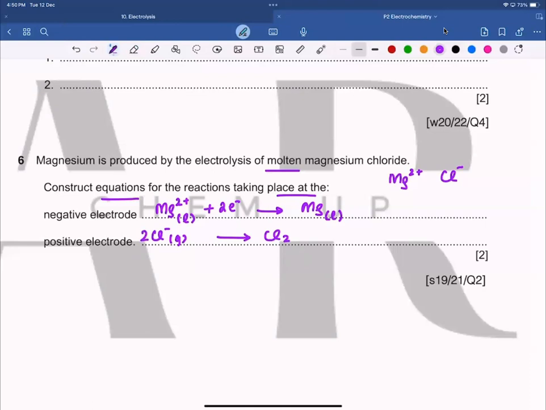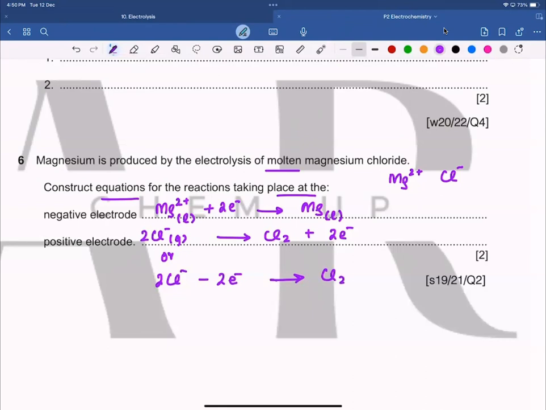Now how many negative charges does 1 chloride ion have? 1. So if there are 2 chloride ions, they have 2 extra negative charges, so they are going to lose 2 electrons. Well, we can write -2 electrons on the left side as well. Instead, you can write this equation like this: 2Cl⁻ minus 2e⁻, forming Cl2. Cl2 is a gas.